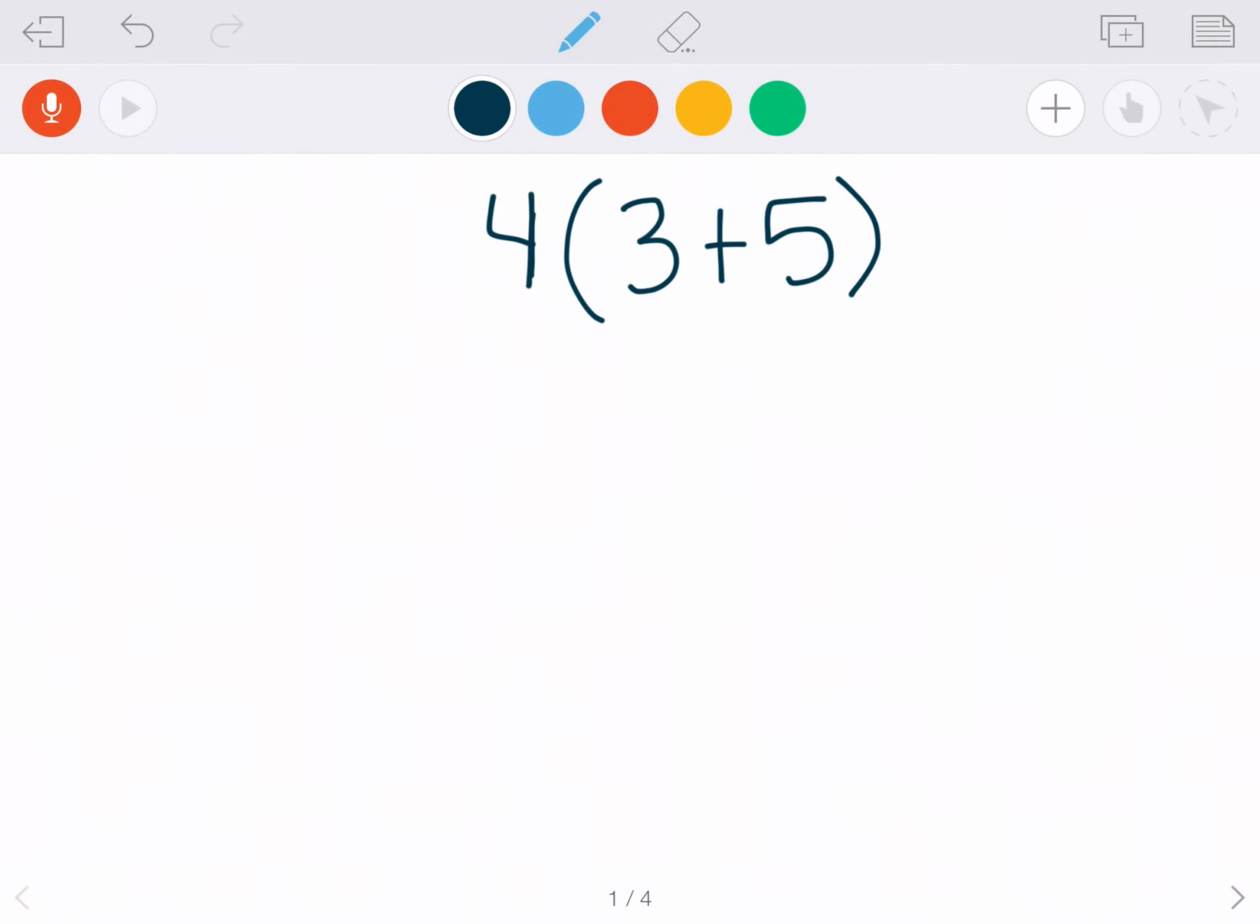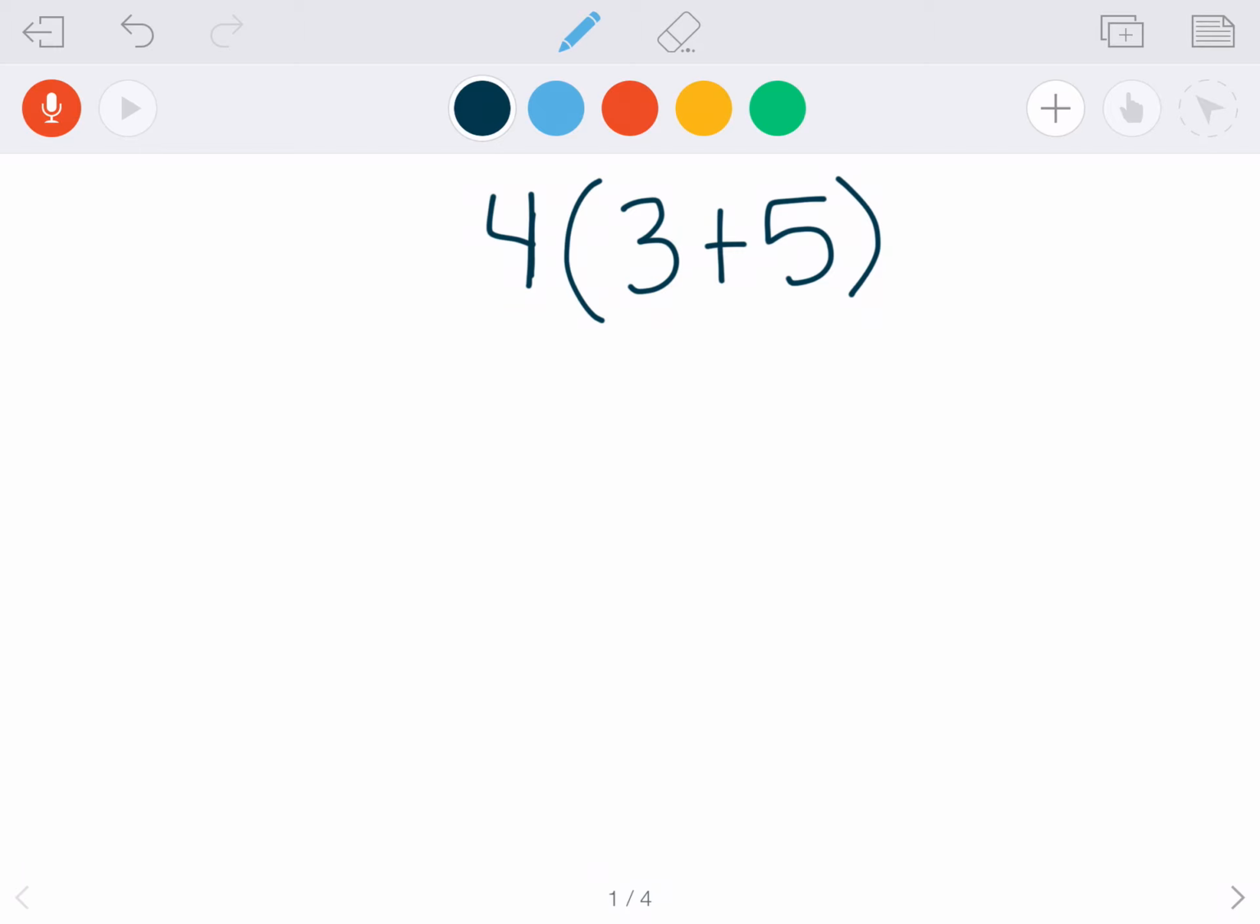Hey math friends. So what we're going to do today is talk about the distributive property. And the distributive property, you guys have learned this before, but we're going to add this now with variables. So let's just review what you already know.